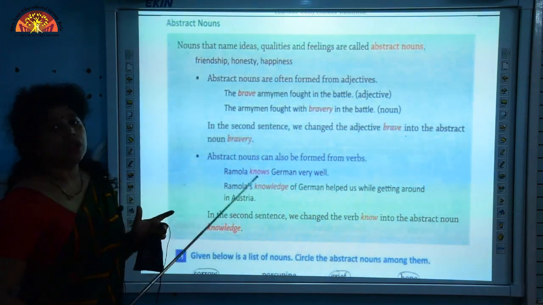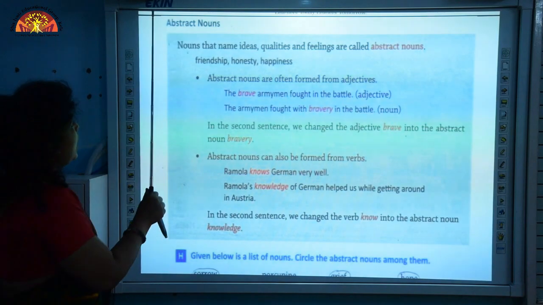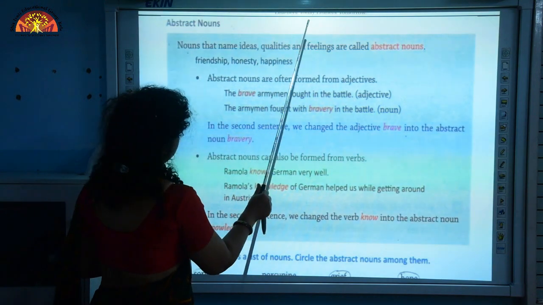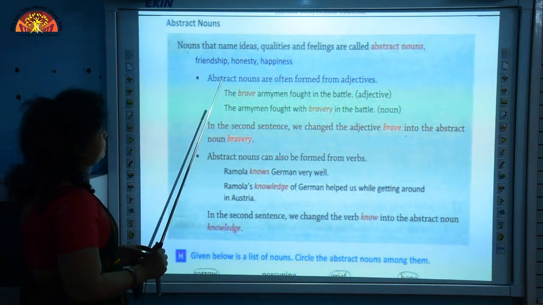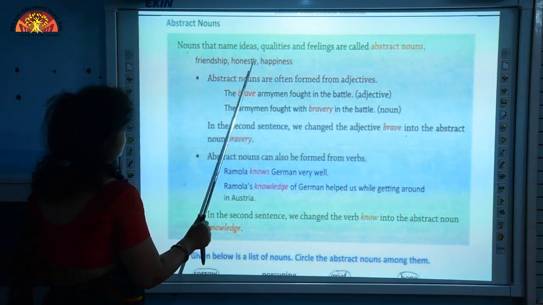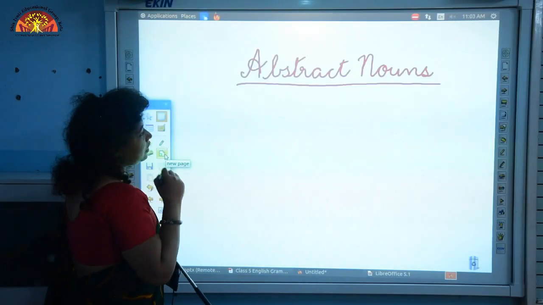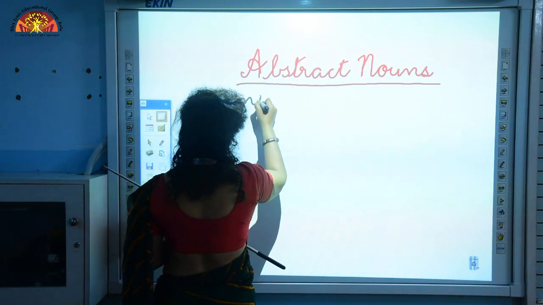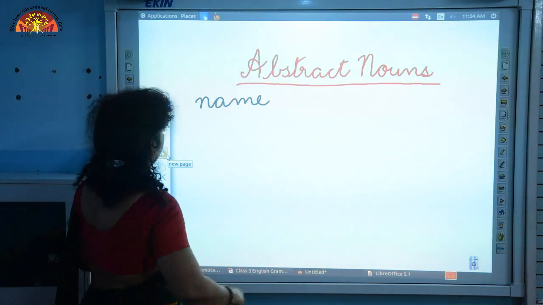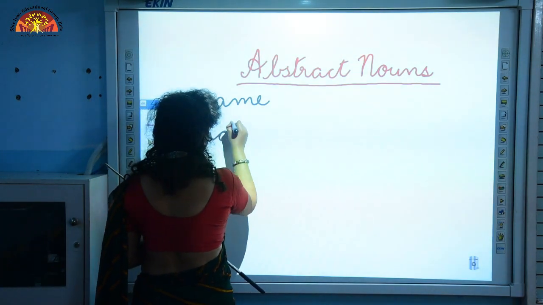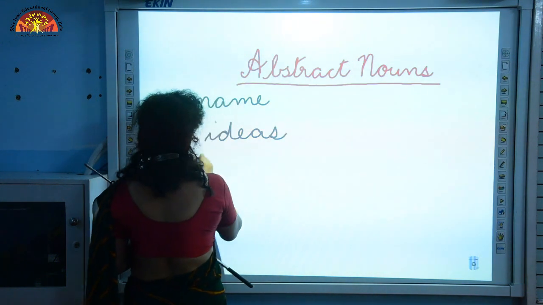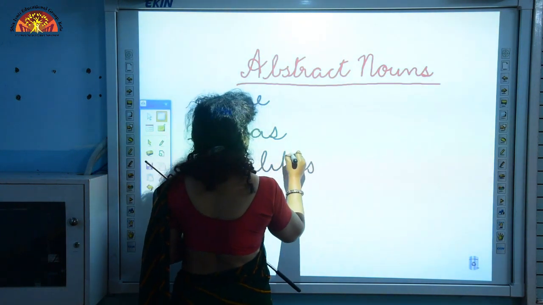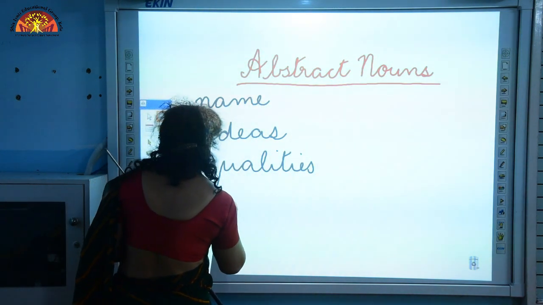So children, let us now come to abstract nouns. Abstract nouns are nouns that name ideas, qualities, feelings. Examples of abstract nouns are friendship, honesty and happiness. So abstract nouns name ideas, qualities and emotions.